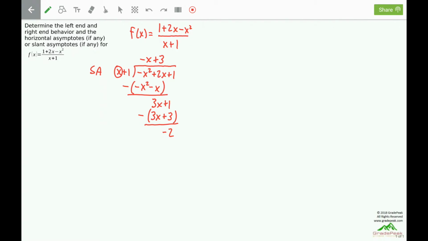X cannot be multiplied by anything to make a negative 2, and therefore the x plus 1 cannot further divide the negative 2, and it is the remainder, written as the negative 2 still being divided by the x plus 1. It just can't further divide here. The slant asymptote is y equals the linear function without the remainder.